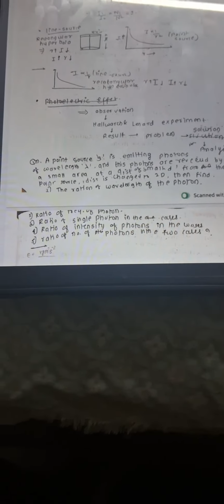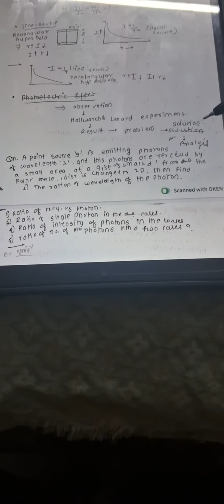Then for a line source, intensity is proportional to 1 by r. That is an inverse relation, and its graph is a rectangular hyperbola. Now there are certain things regarding the photoelectric effect. It was observed by the sequence: observation, then experiment, then result, then problem, then solution, then analysis. We shall continue discussing that in a few seconds.